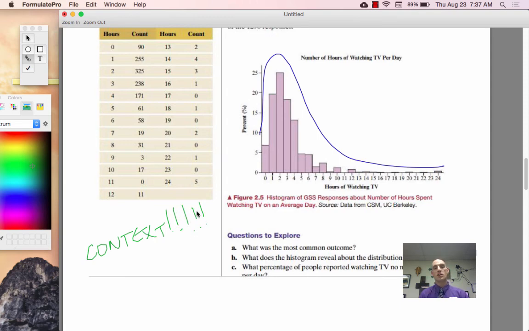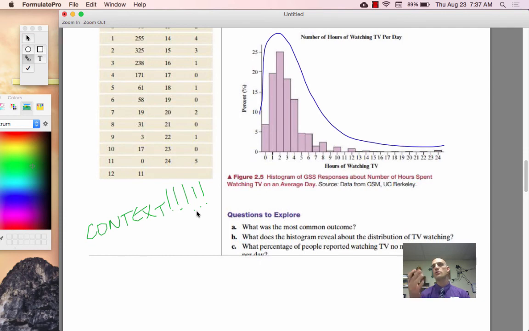When you answer AP questions, you have to provide context. And so for years, your teachers have been saying, use a full sentence in your answer, right? So answer in complete sentences. Well, this is a case where you must do that. So let's look at the first question. What is the most common outcome? You can't just say 2 hours. Even though when you and I are talking, I might say, hey, which bar is the tallest? Or what was the most common outcome? You say 2 hours. That doesn't provide context.